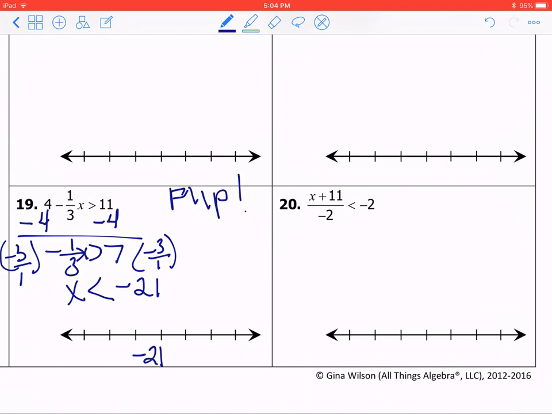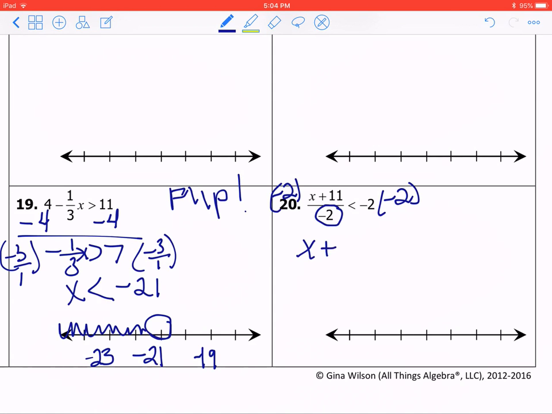Negative 21, negative 23, negative 19. It's less than, so it's open circle. Pointing left, shade left. Okay. Last one. This is like yesterday, you need to watch out. We have 2 terms in the numerator and then 1 term in the denominator. So I get rid of that first by multiplying by negative 2 on each side.